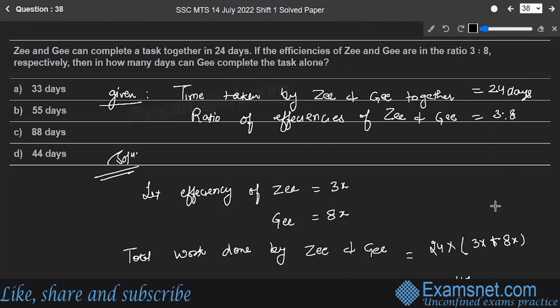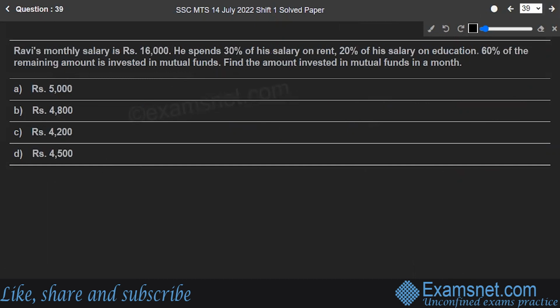And this was our question also. How many days can G complete the work alone? It is 33 days. Option A is the correct answer to the question. Hope you are clear. Next is question number 39.